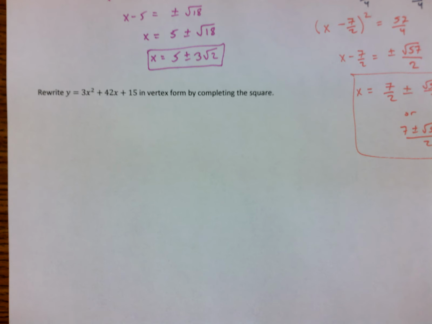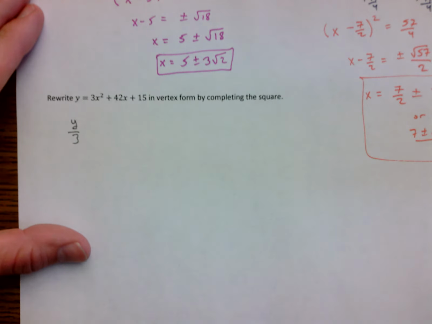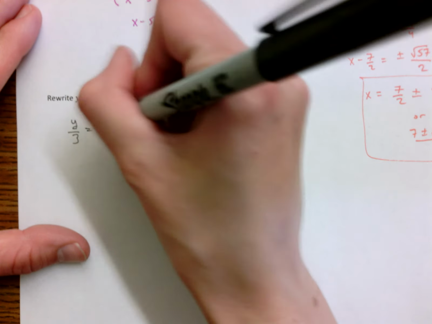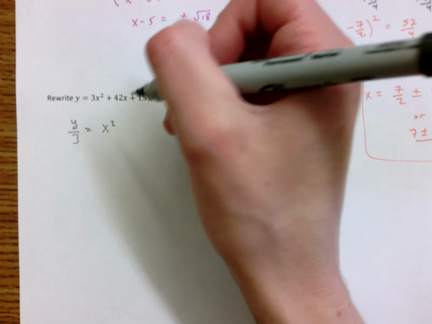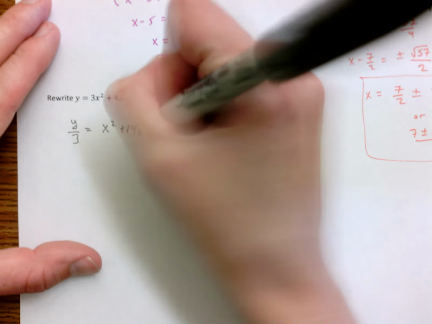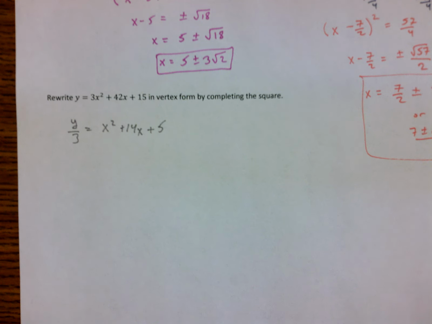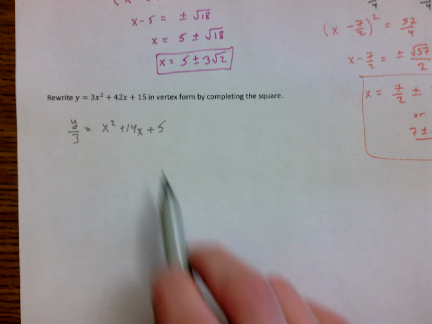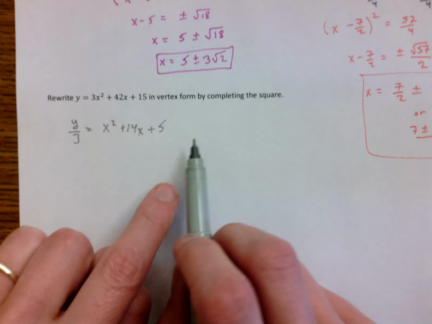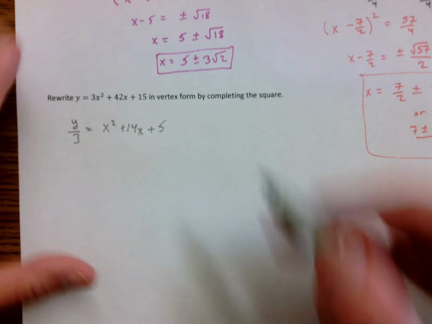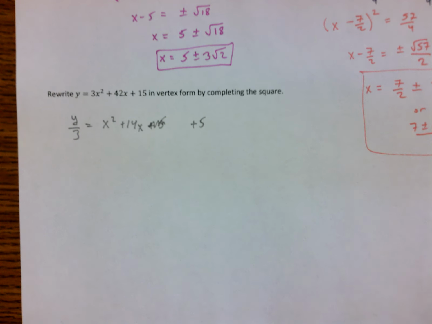Okay, so when I divide by 3, that's going to leave me with y over 3 on this side, right? Equals x squared. 42 divided by 3 is 14, right? And then 15 divided by 3 is 5. Okay. Now you've got two options with this 5. You can either subtract it from both sides so it shows up over here, or what I usually end up doing is I just kind of shove it out of the way. So I'm just going to move it over here, out of the way, and I'm going to ignore it for now.